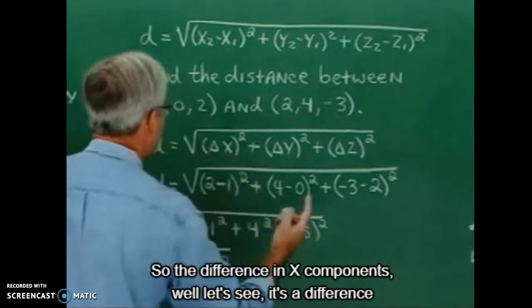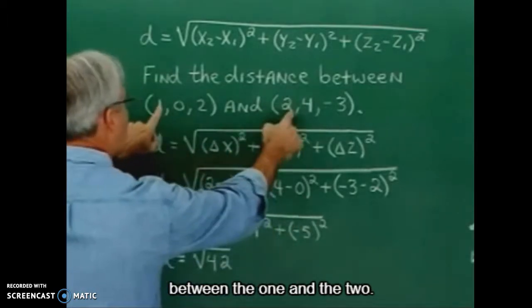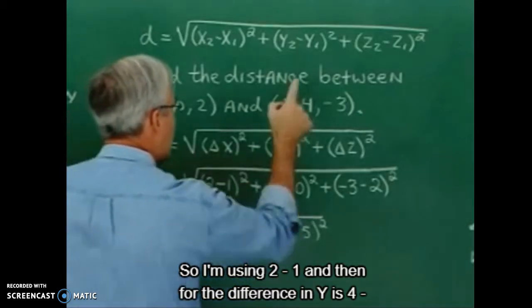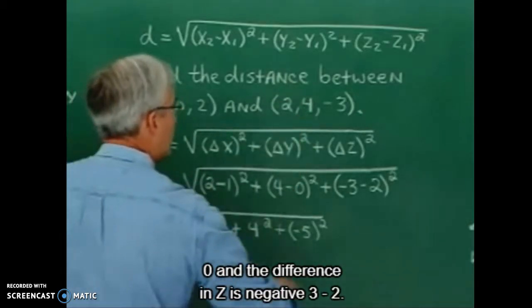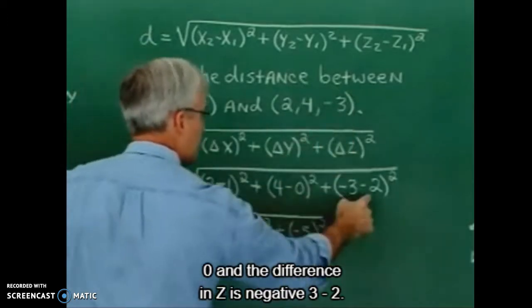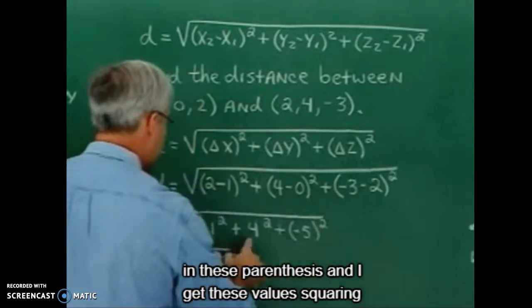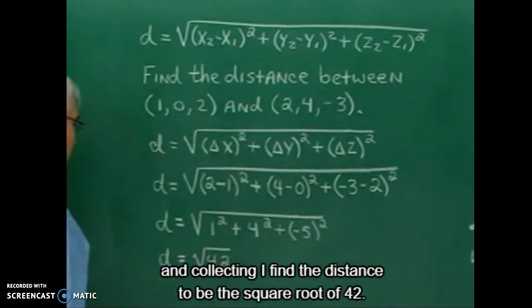So the difference in x components, well, let's see, it's the difference between the 1 and the 2. So I'm using 2 minus 1. And then for the difference in y's, 4 minus 0. And the difference in z's, -3 minus 2. You see, and all of those differences are squared. So I've collected in these parentheses, and I get these values squaring and collecting. I find the distance to be the square root of 42.